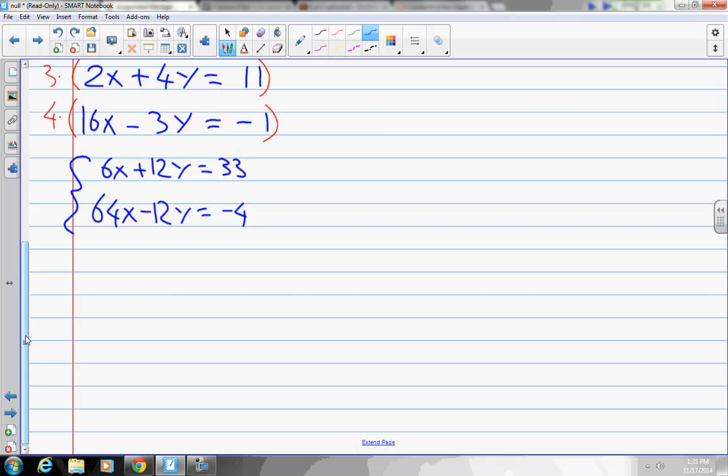Yeah, so add both sides. 6 and 64 give you 70. The y's cancel. The other side, 29. Right? So x equals 29 over 70.